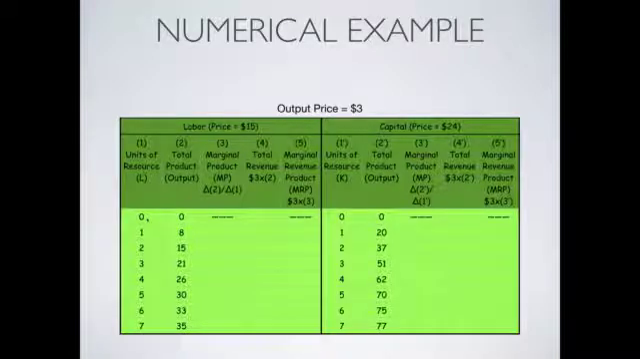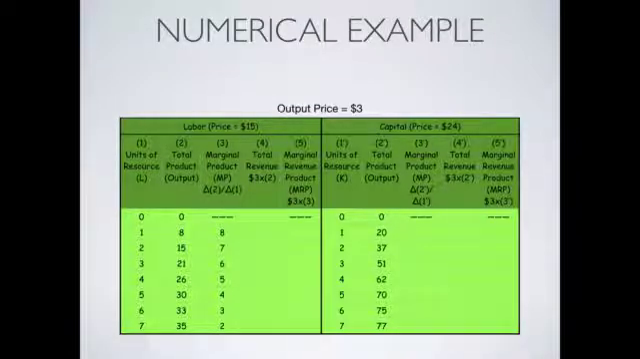When I go from 0 workers to 1 worker, my total product goes from 0 to 8. The marginal product of labor is equal to 8 for the first worker. Then I hire the second worker, and my total product goes from 8 to 15, so the marginal product of labor is equal to 7. I go from 2 to 3, and the total product goes from 15 to 21. The marginal product is equal to 6. And I continue that calculation all the way through.